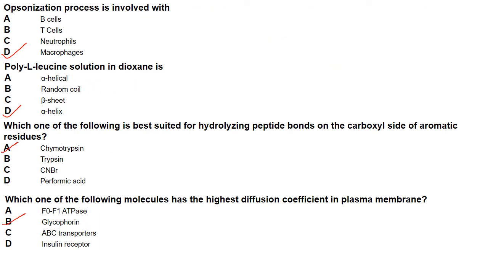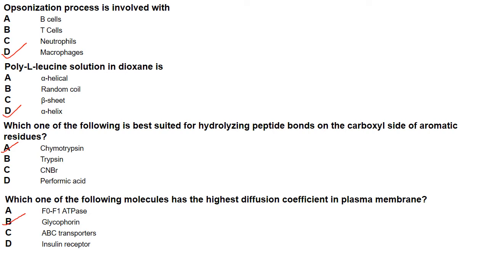Then opsonization process is involved with. So opsonization process is involved with macrophages. Answer is option D. Poly-L-leucine solution in dioxane is. So it is alpha helix. Answer is option D.